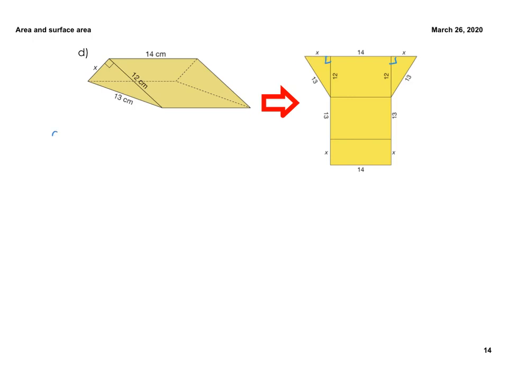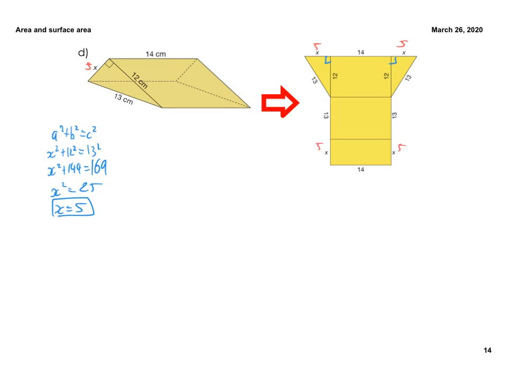So I'm going to write a squared plus b squared is c squared. We're going to have x squared plus 12 squared equals 13 squared. x squared plus 144 is 169. x squared is 25. So x is 5. That's the first part. So this here is 5. These are all 5.